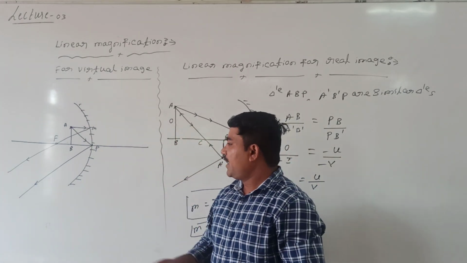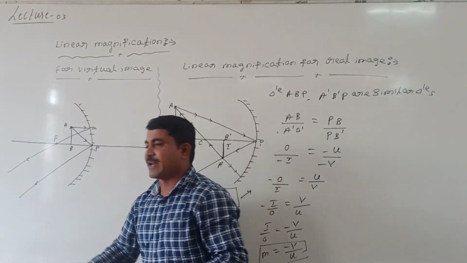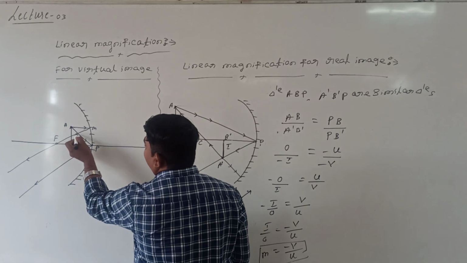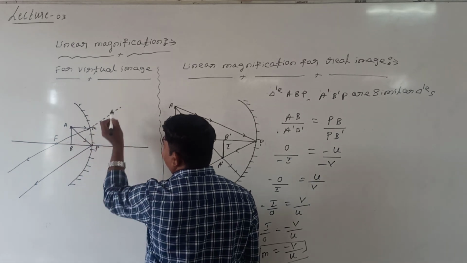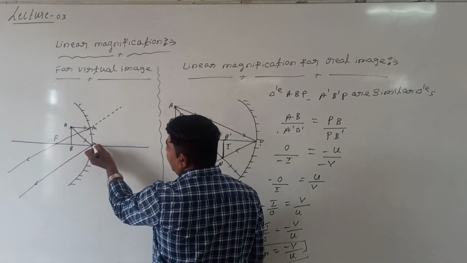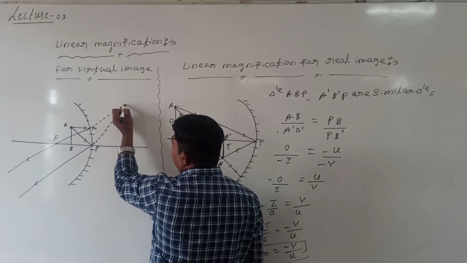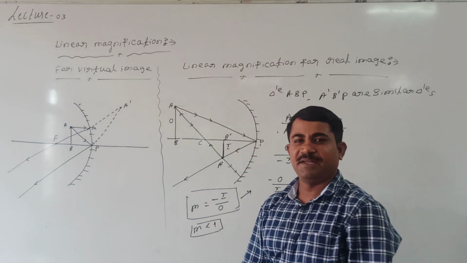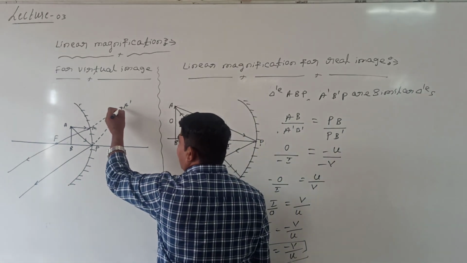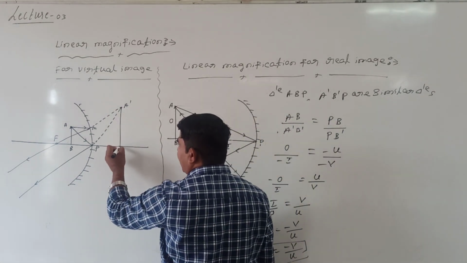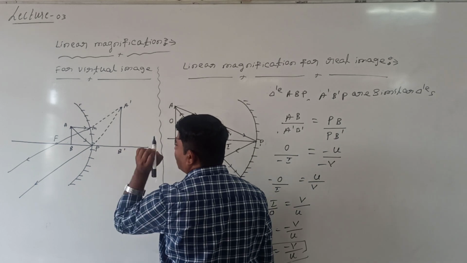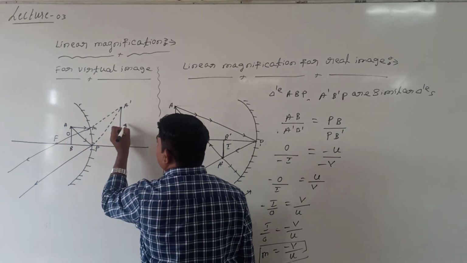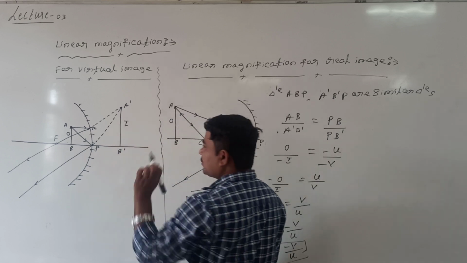But here they are all reflected in the backward direction. How do we find the image here? If the reflected rays are produced in the backward side, where they meet, they can meet at some other point, say A dash, right? Then if we join A dash and B dash, that represents the size of the image. AB represents the size of the object. A dash B dash represents the size of the image.